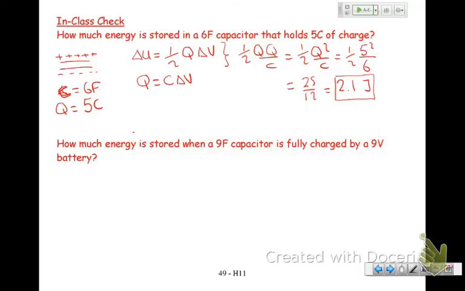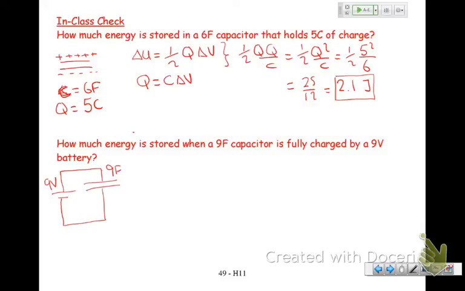Q is 5, so that's going to be 25, and B is, yeah, 25 over 12. Cool. How much energy is stored in a 9 farad capacitor fully charged by a 9-volt battery? Okay, so now we're just making it a bit more interesting. You shouldn't really put it down without a resistor in it, but when it's fully charged, the resistor is no longer doing anything in the circuit, so we can cheat a little bit.